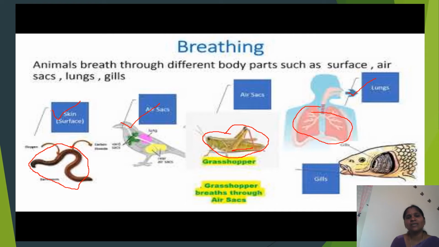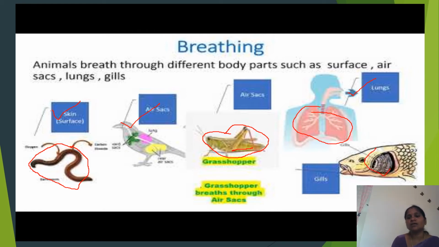Do you know what is the meaning of tadpole? Tadpoles means the baby frogs. The baby frogs we should call as tadpoles. Even tadpoles, prawns and fishes will breathe through the gills. So both sides. Did you observe in the fish? Observe here. Observe the picture.